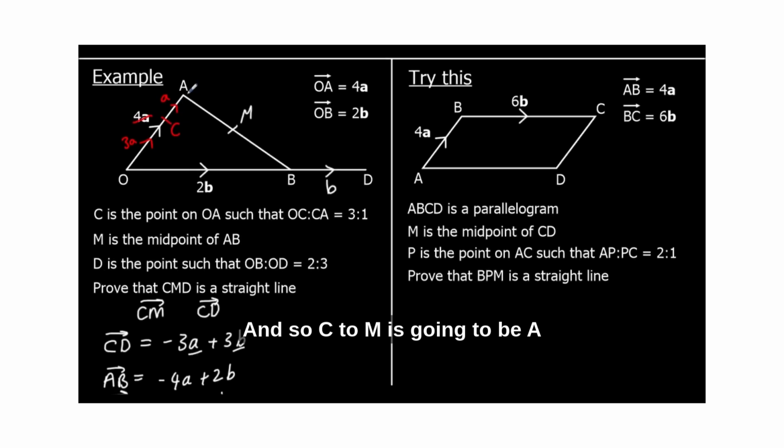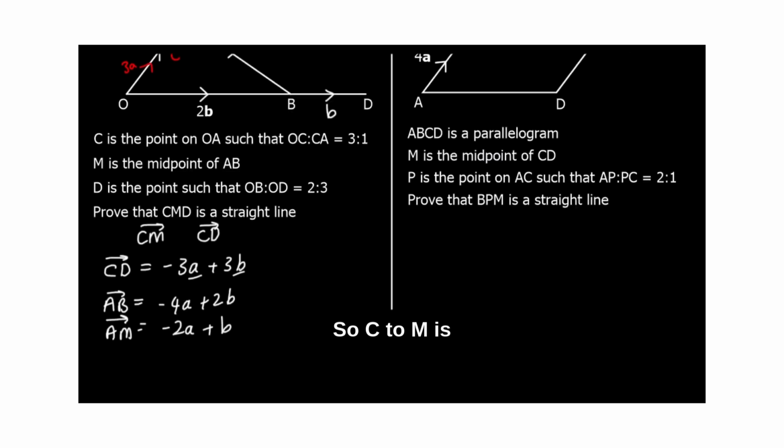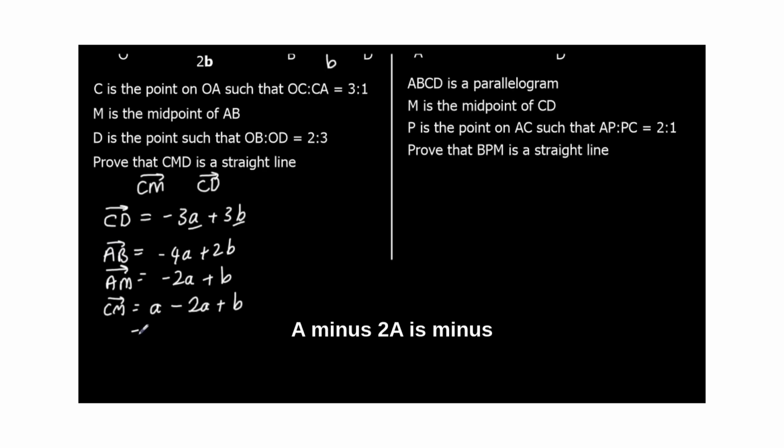And so C to M is going to be A plus A to M. So C to M is a minus 2a plus b. A minus 2a is minus 1a, negative a, and we have a b as well. So C to M is negative a plus b, and C to D is negative 3a plus 3b.